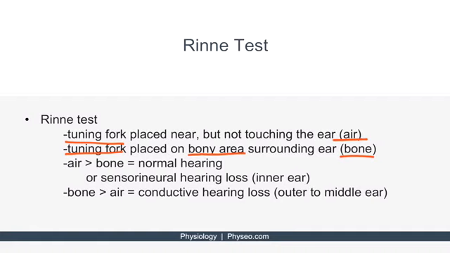So when the tuning fork produced louder noise to the patient when it was not touching the bone, in other words, it was just in free air, then that patient has normal hearing. But this can also be the case if the patient has sensorineural hearing loss, in other words, damage to the inner ear. However, if the patient says that they were able to hear the sound better when the tuning fork was placed against their skull, then that would mean that the bone is louder than the air. And this implicates conductive hearing loss. In other words, the outer or middle ear is damaged.